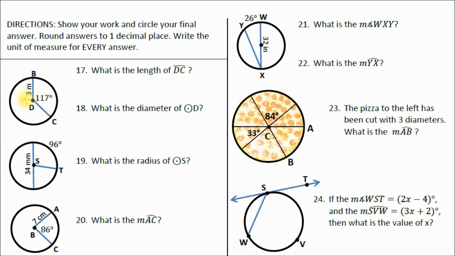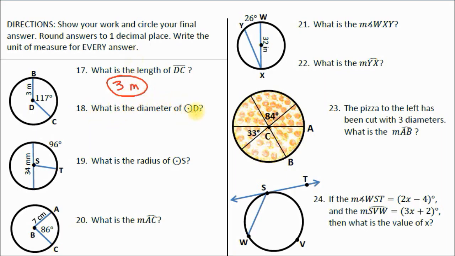Well, you can see, class, that DB is a radius, and that's 3 meters. And DC is also a radius. So the radius has to be congruent all the way around the circle if it's a circle, and that means the length of DC is 3 meters. Now, the instructions said round to 1 decimal and circle your final answer and write a unit of measure on every answer. So there's our first one, 3 meters.